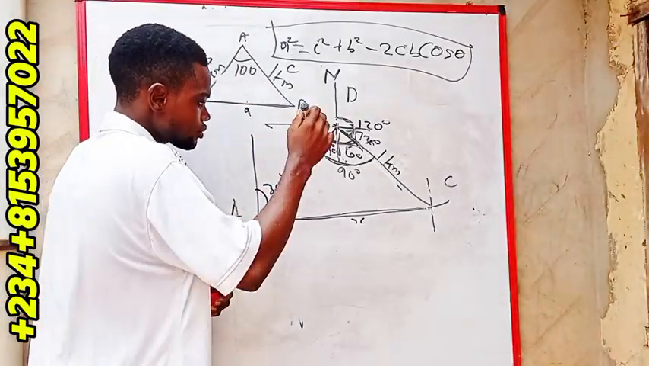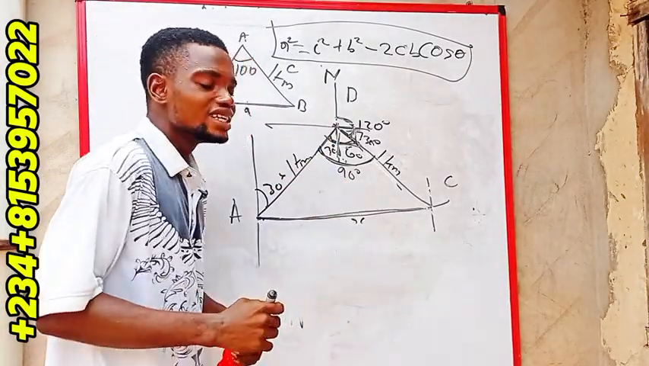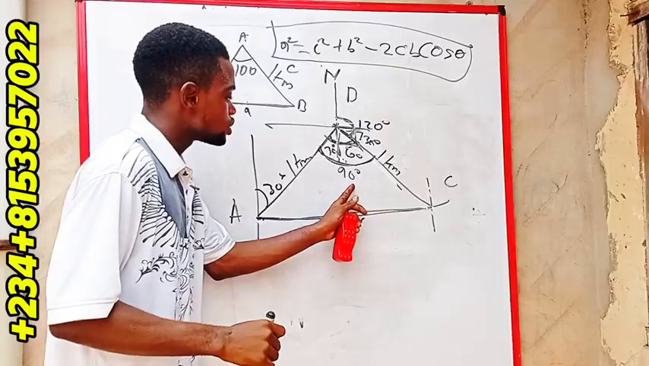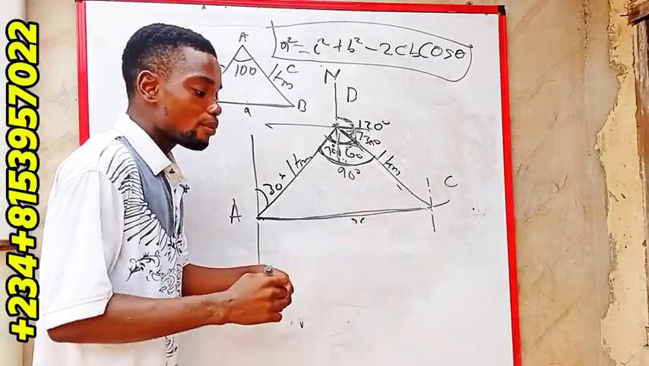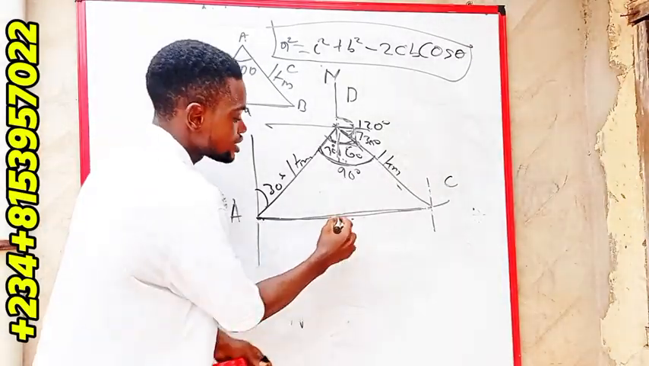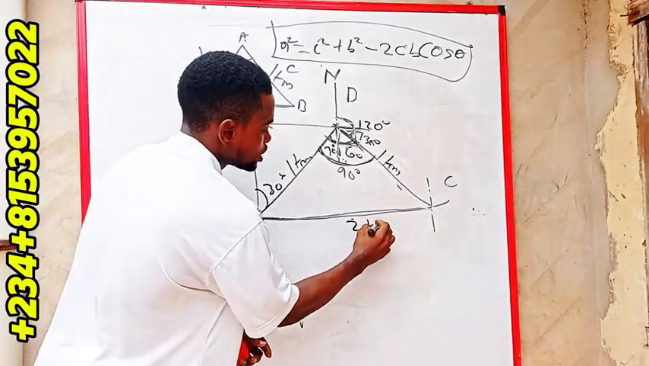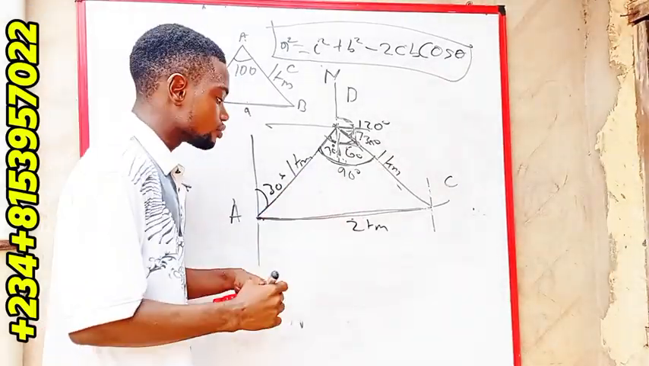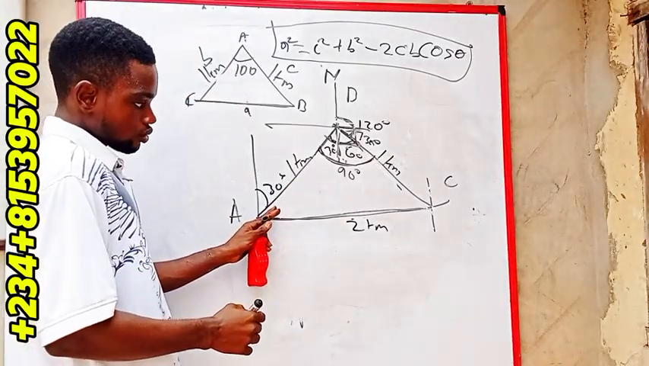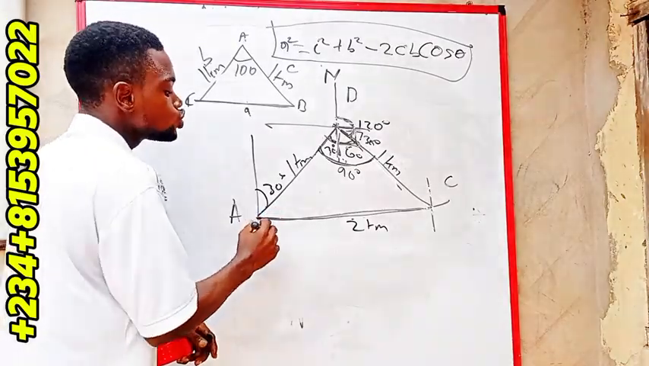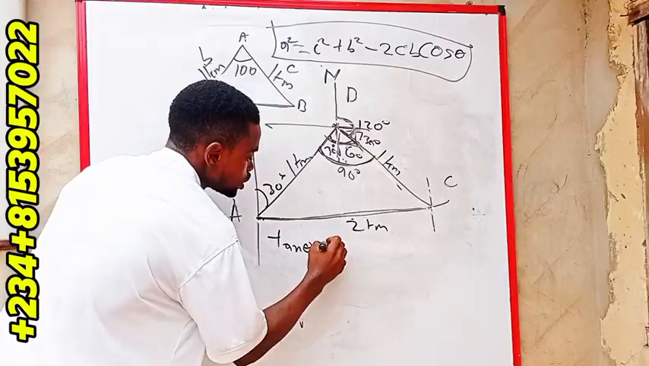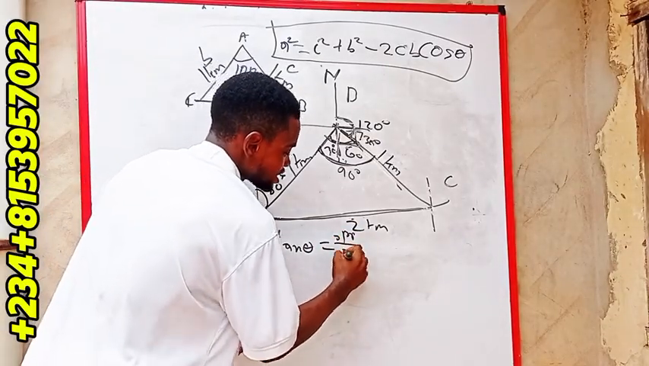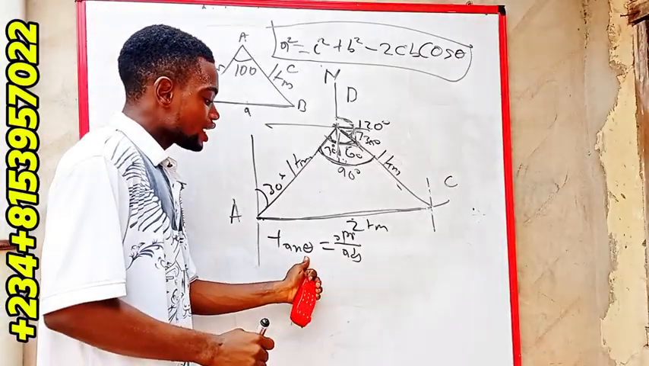Now what are you going to do? If this same angle is 90 degrees, by that time you have gotten this distance. Let's say this distance is 2 kilometers. Now, if this angle is 90 degrees and you want to get the other angle, you're going to use tan theta equals opposite over adjacent. You now get your theta.